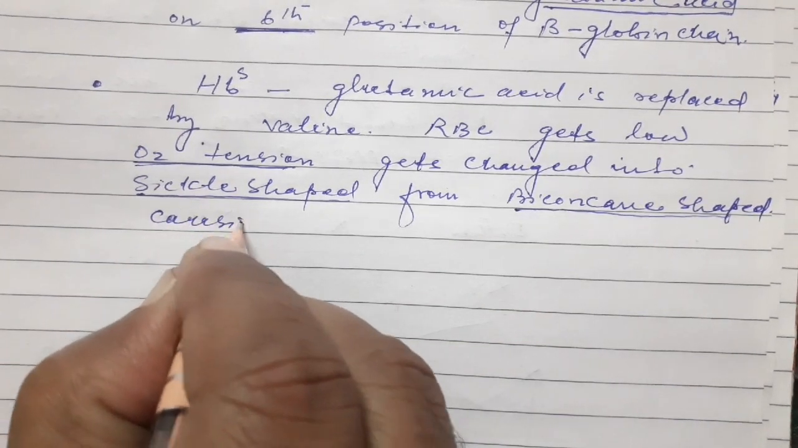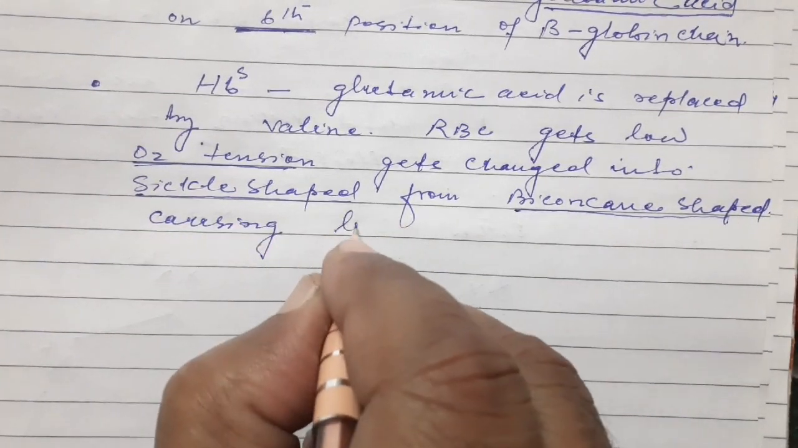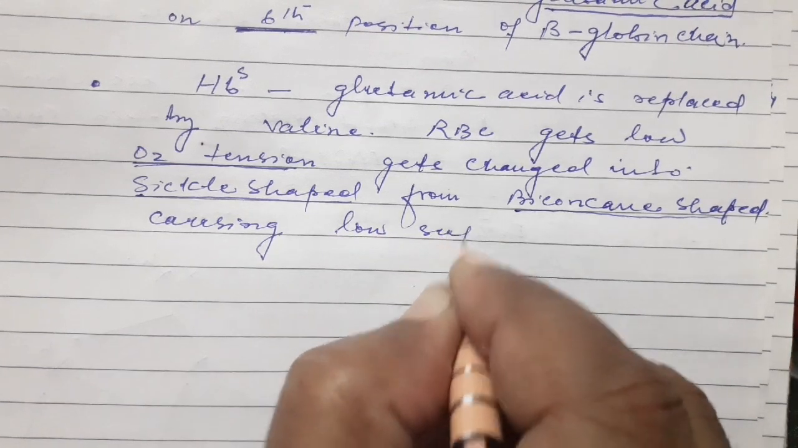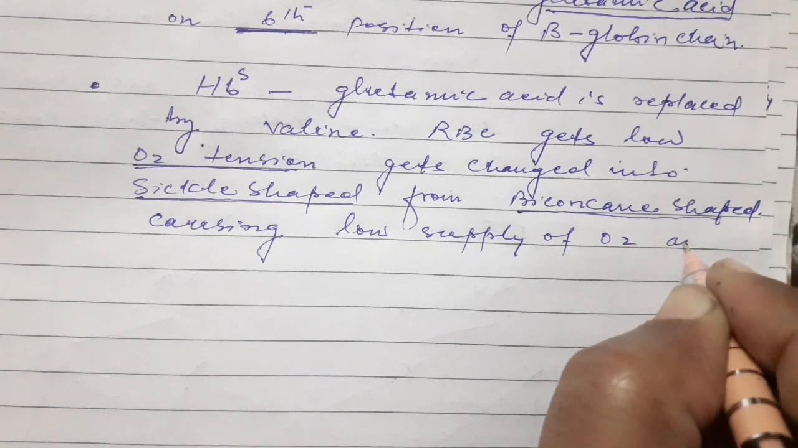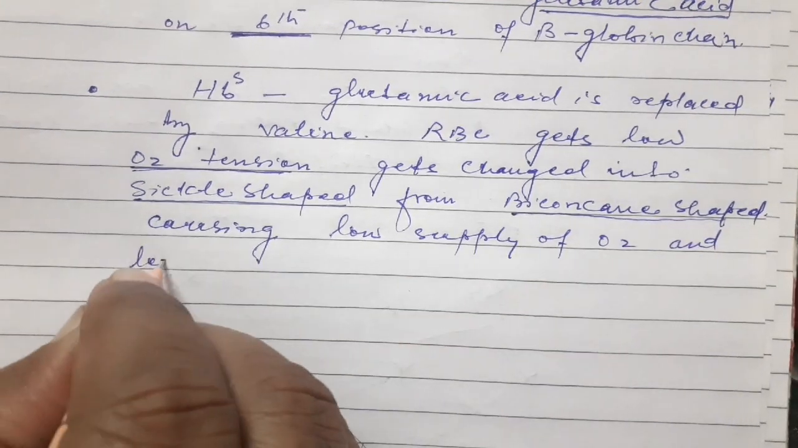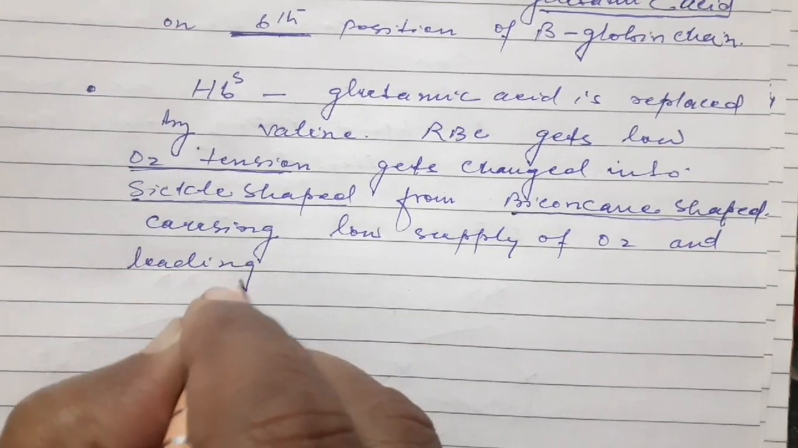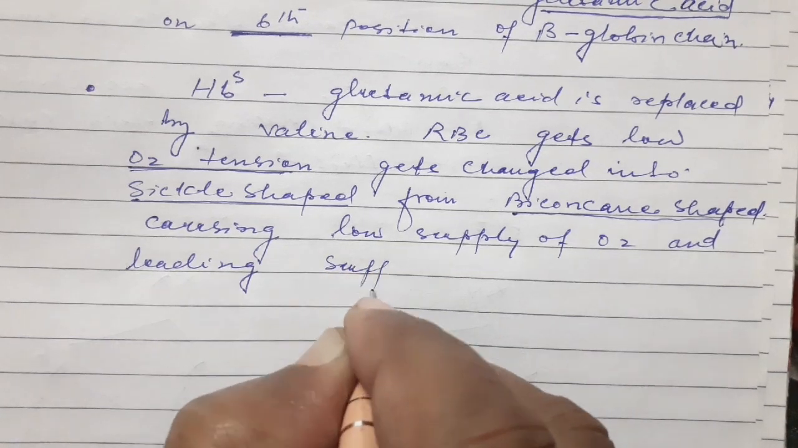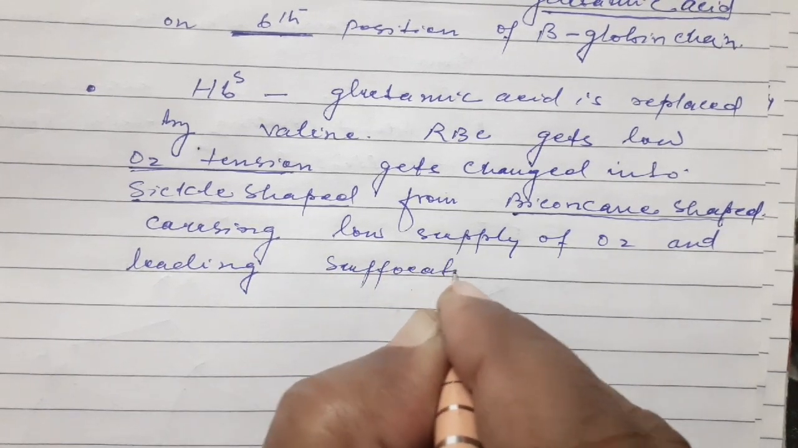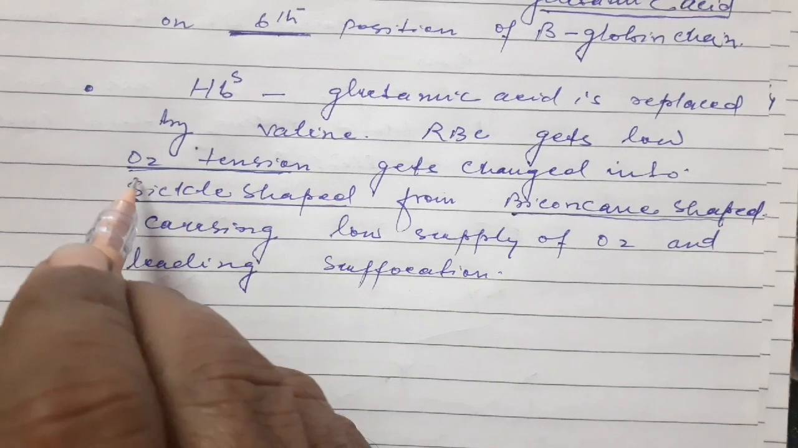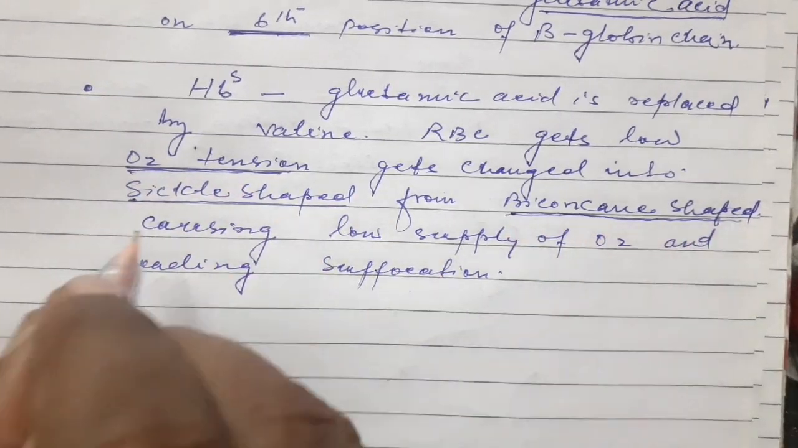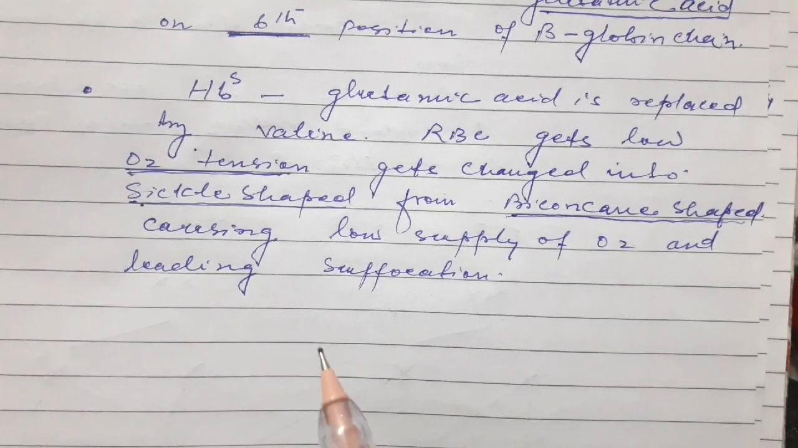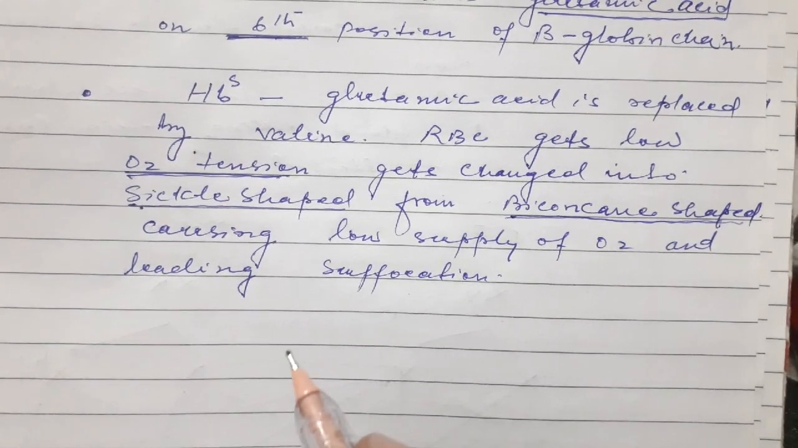Causing low supply of oxygen and bleeding, suffocation. So these underlined words are very important, and you must underline them when you write the answer. This is the key point.